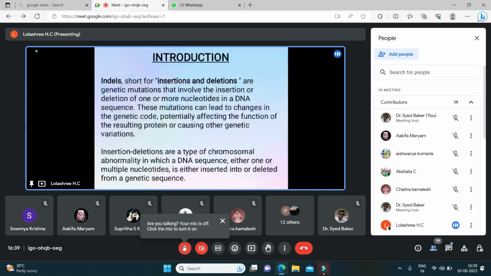Introduction. Indels, short for insertions and deletions, are genetic mutations that involve the insertion or deletion of one or more nucleotides in a DNA sequence. These mutations can lead to changes in the genetic code, potentially affecting the function of the resulting protein or causing other genetic variations. Insertion deletions are a type of chromosomal abnormality in which a DNA sequence, either one or multiple nucleotides, is either inserted into or deleted from a genetic sequence.